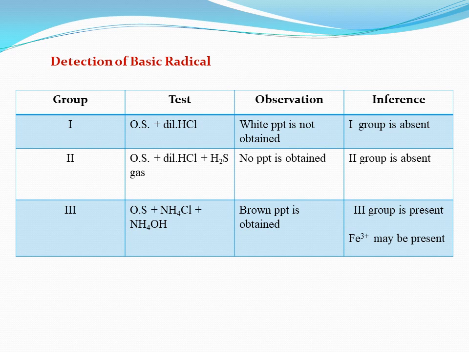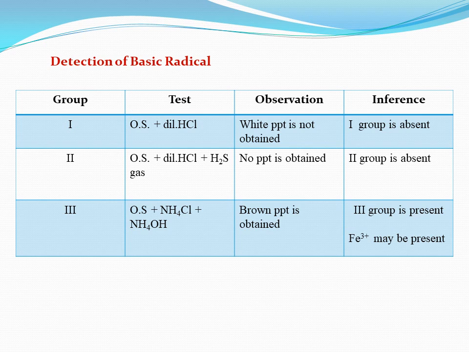Then do the test for group second. For this, take 1 ml of original solution and add dilute HCl. To this pass some H2S gas. After passing H2S gas, we don't get black PPT. It means that second group is also absent.